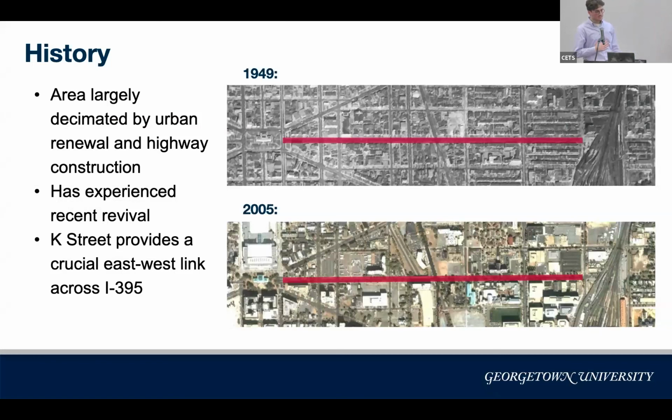And then, I'd be remiss to not talk about the history of the area, which was heavily impacted by urban renewal, slum clearance, and the construction of the I-395 interstate leg. So the area was largely decimated. As you can see here, from 1949 to 2005, we went from a bustling, dense urban area to a lot of parking. And K Street currently provides one of the only east-west links across this highway.